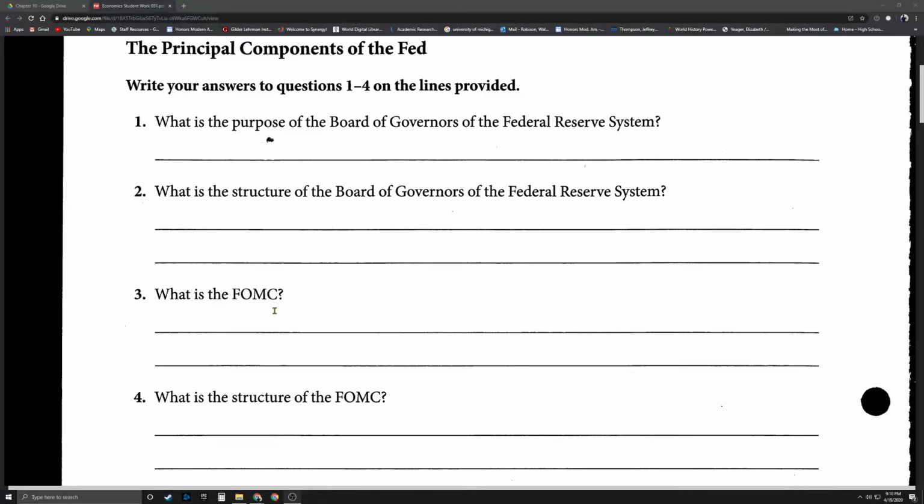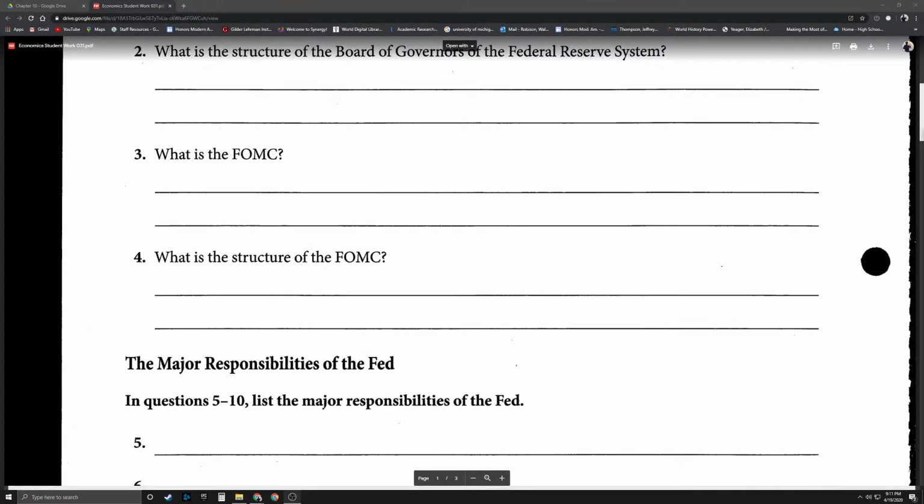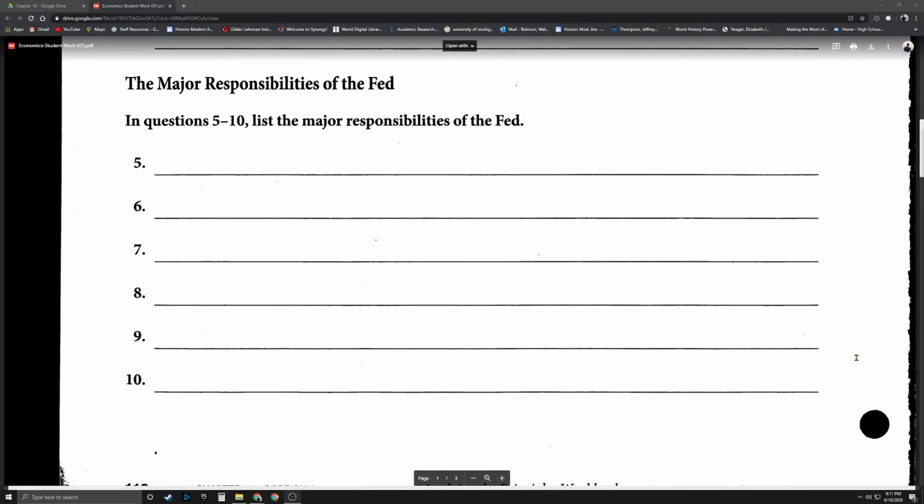What is the FOMC? It is the Federal Open Market Committee, and it sets the major policy for the Federal Reserve. What is the structure of the FOMC? We talked about this. It's made up of 12 members, 7 of which come from the Board of Governors directly, and then 5 from the presidents of the Federal Reserve district banks, one of which is always the president of the New York district bank, or reserve.